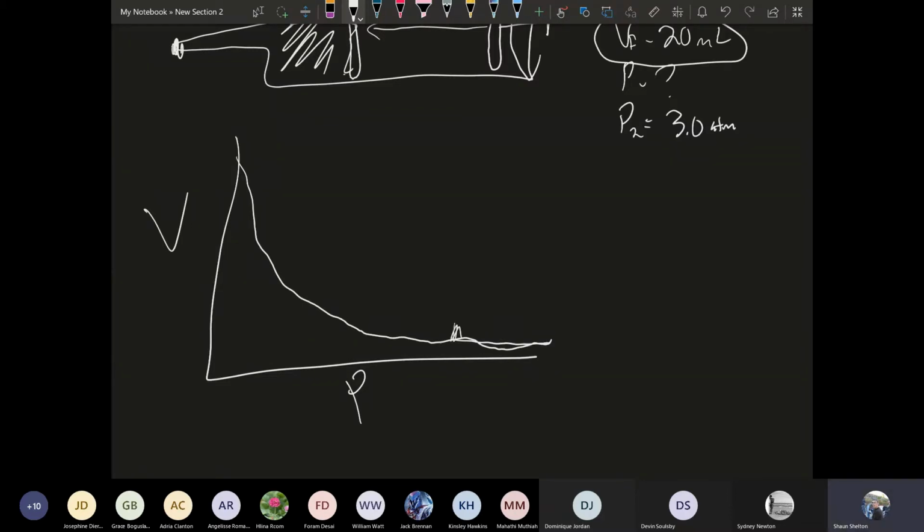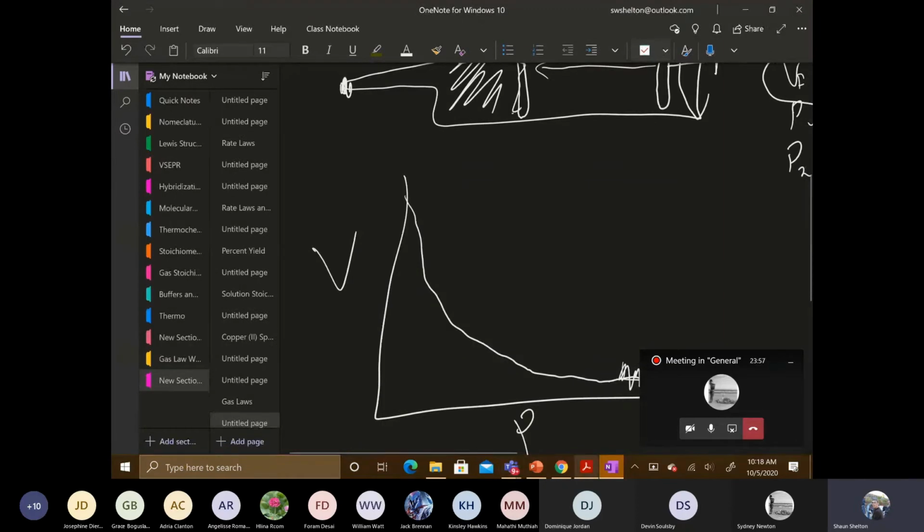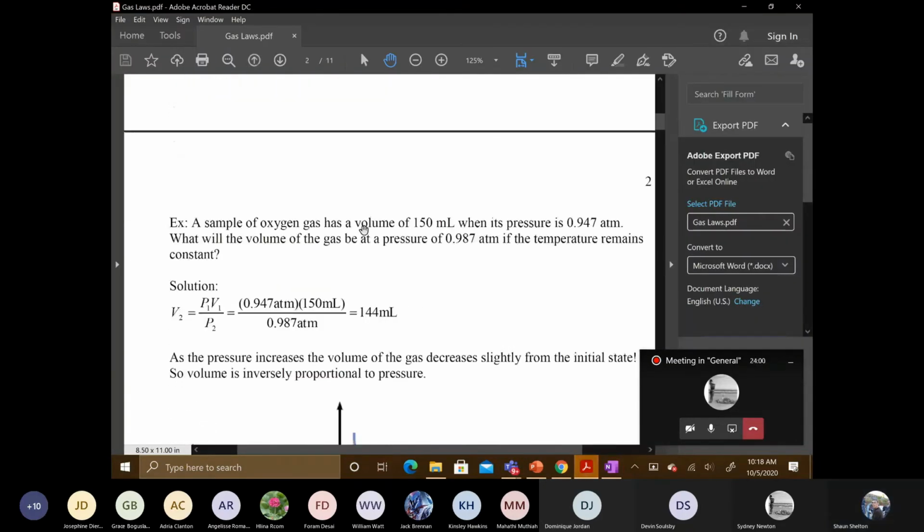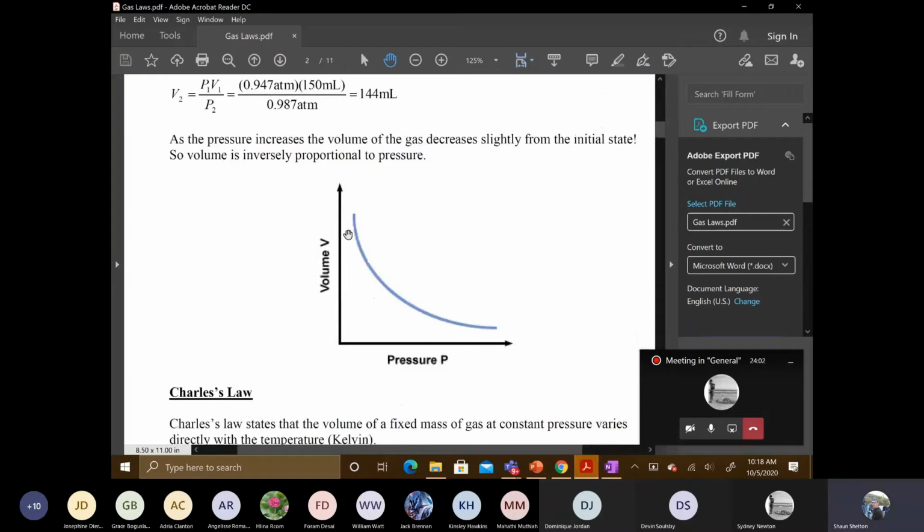And so once you get past this point right here, this is a point of no return, because no matter how much pressure you apply, your volume is never going to change. The volume is always going to stay constant because of that resistance. And so as we look, focus on that graph, you see that curve form. And so as the pressure increases, the volume of a gas decreases slightly from the initial state. So volume is inversely proportional to the pressure.